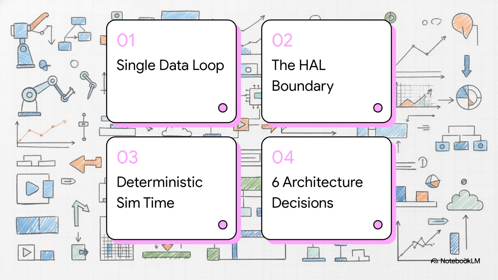All right, here is our agenda. We'll build this from the inside out. First, the single data loop. Second, the HAL boundary. Third, deterministic simulation time. And finally, number 4, 6 architecture decisions.